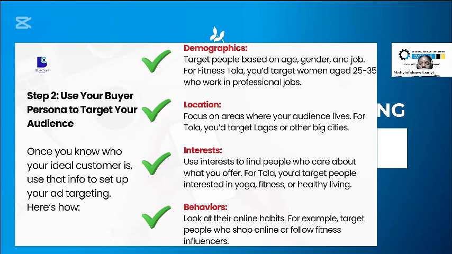Then behaviors. So you can look at their online habits. So people that shop online, so you know how exactly to target them online. Or people that follow fitness influencers. So if you're maybe doing a collaboration, you know exactly what category of fitness influencers to collaborate with. For example, for something fitness related, you cannot collaborate with influencers that are not known to be in the fitness field because you are reaching a different type of audience and you're wasting the money. Essentially, the thing you don't want to do when you're running an ad is to waste money.